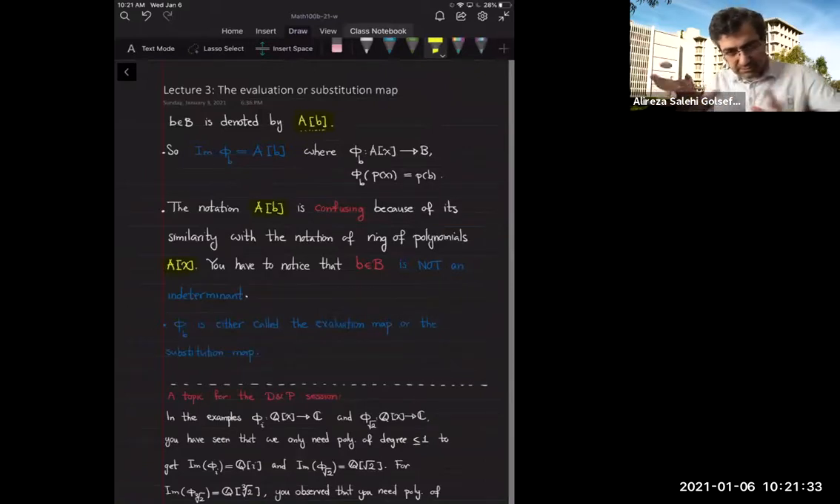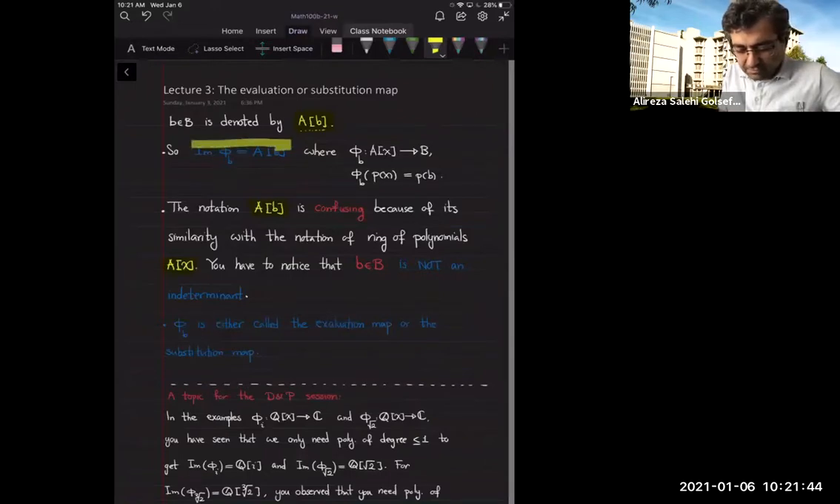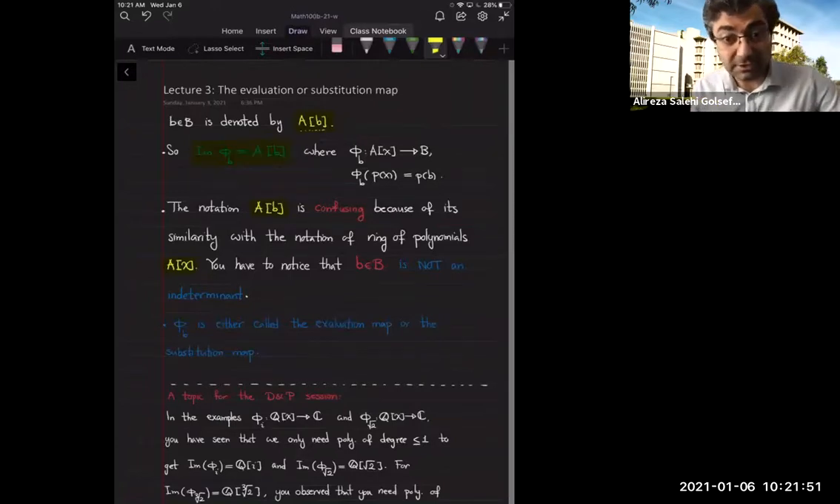Okay, so that's a warning that I wanted to raise. Please pay attention to that. And the other thing is that by the discussion that we had, we already know that the image of the evaluation map, or the substitution map, is nothing but the smallest subring that contains both A and the element B.